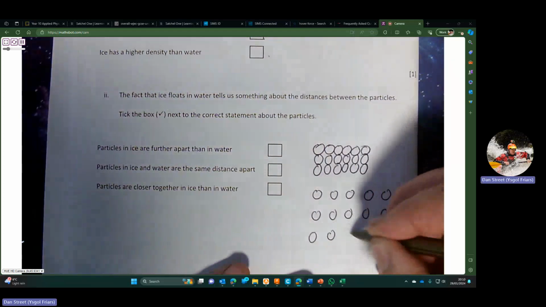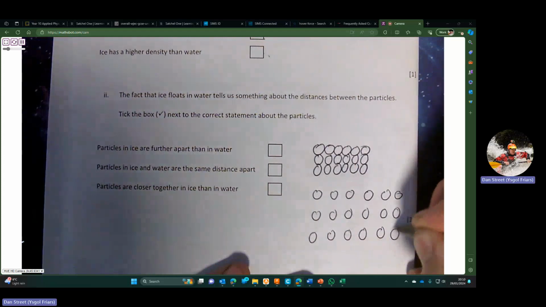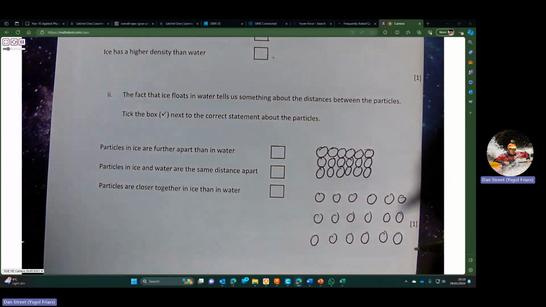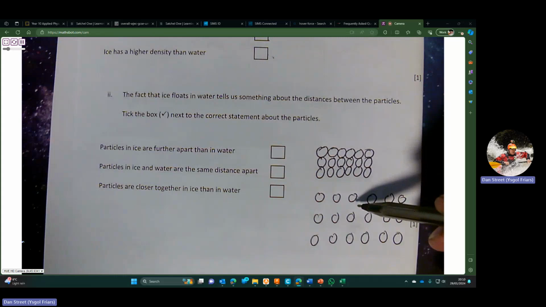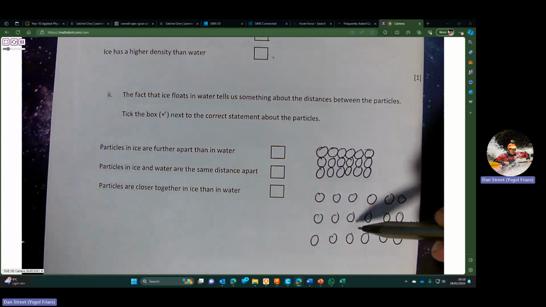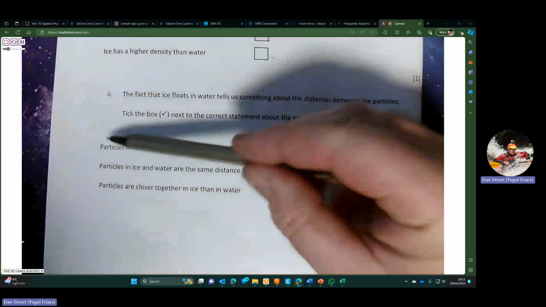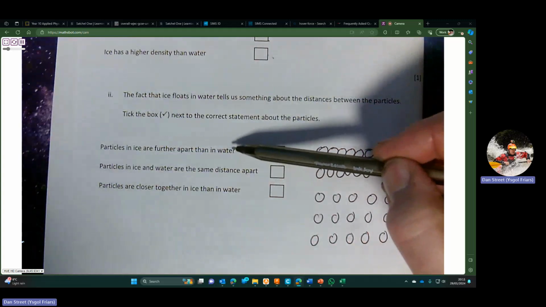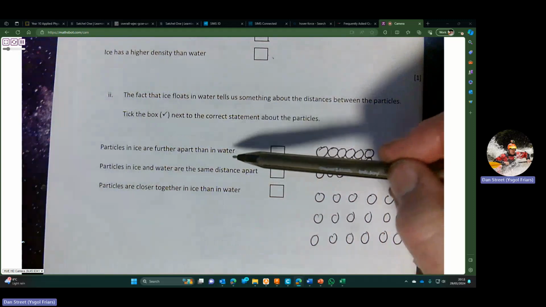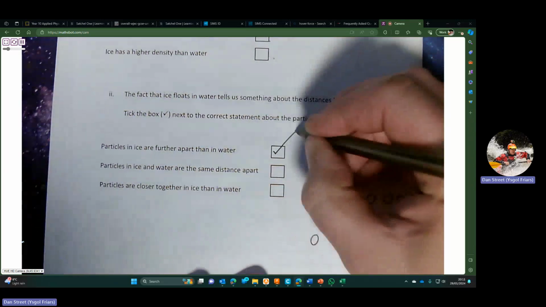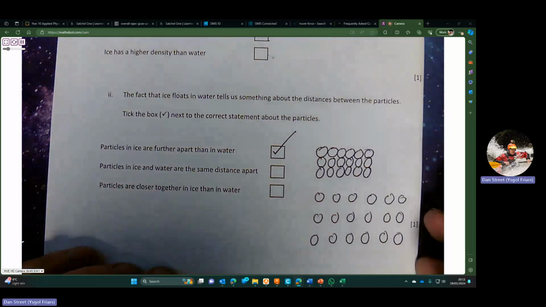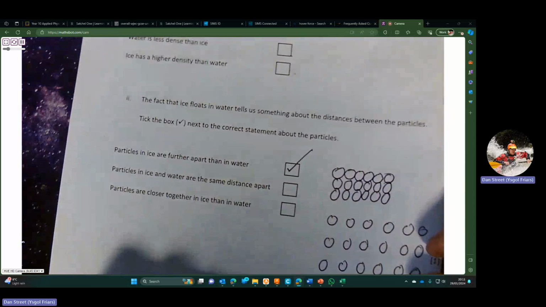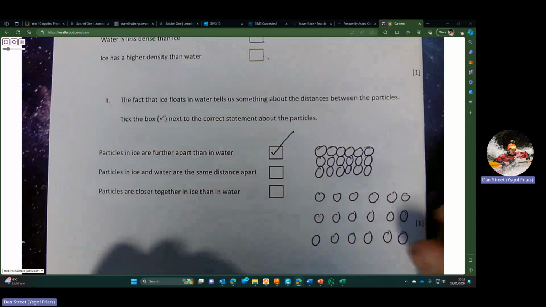So in the case of this material, the particles in water, which is more dense than ice, are tightly packed together, and the particles in ice, which is less dense than water, are slightly further apart. Okay, so the particles in ice are further apart than in water. Okay, that is the correct answer. Again, the first one. Okay, so they spread out, and therefore ice is less dense because the particles are spread out for the same number of particles. It's the greater volume for the same mass, basically.